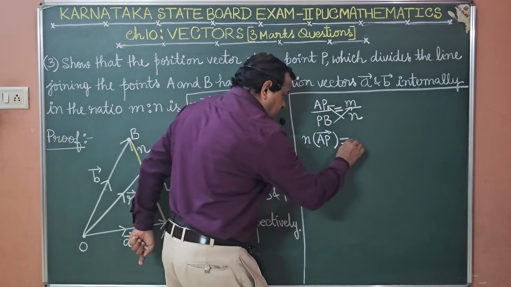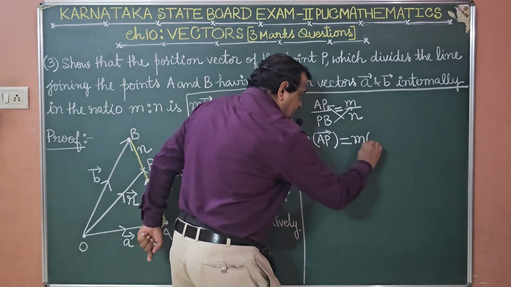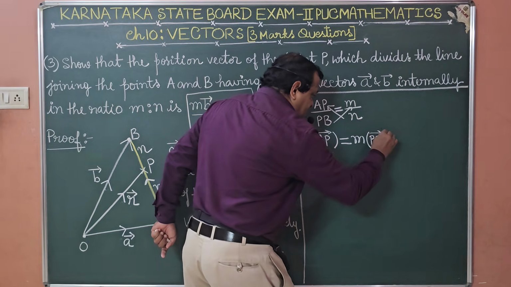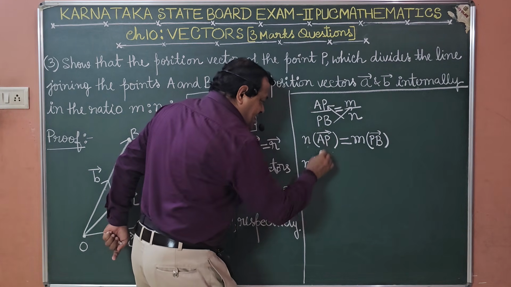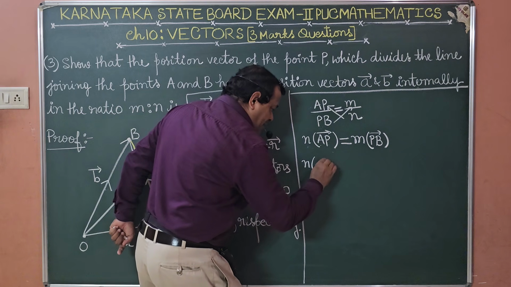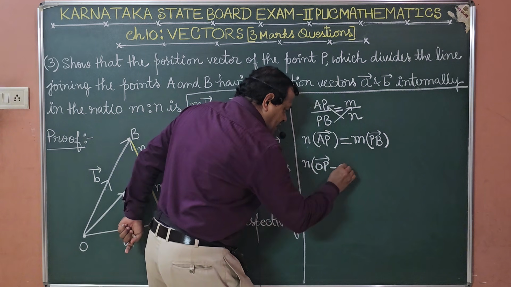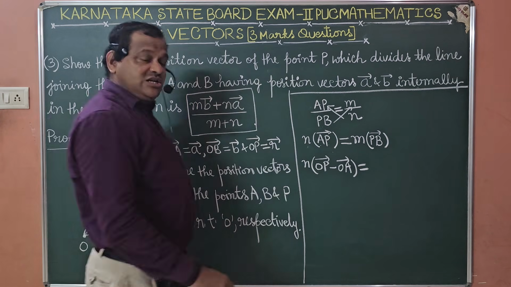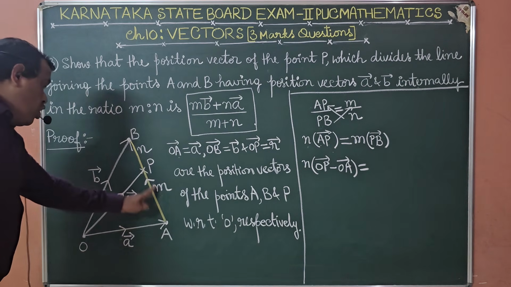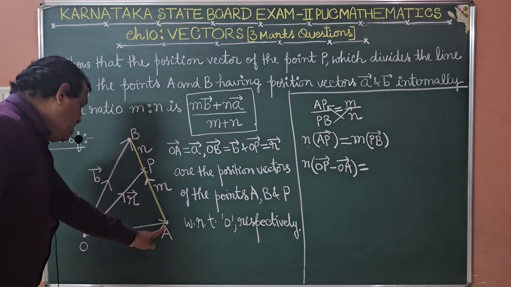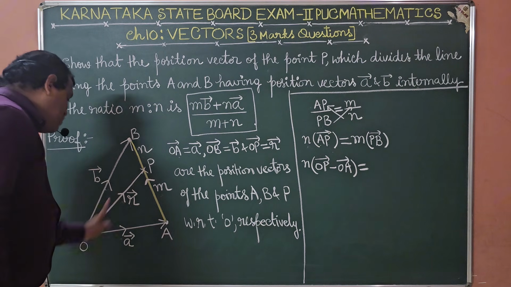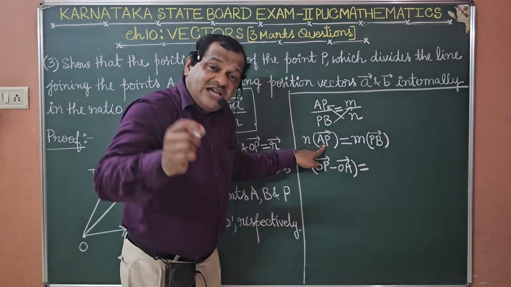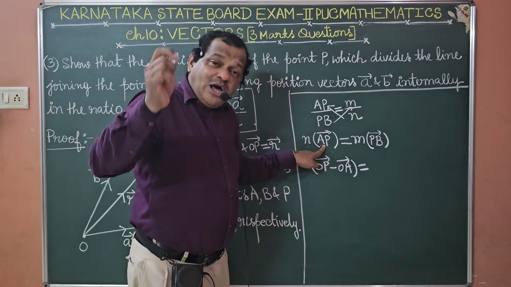This is equal to M, a scalar, multiplied by the PB vector. Now, you know the AP vector definition is the OP vector minus the OA vector, using our triangular law of addition. In this triangle OAP, AP vector is in fact OP vector minus OA vector. Otherwise you need to remember it as a formula. It is a definition. All of you know.